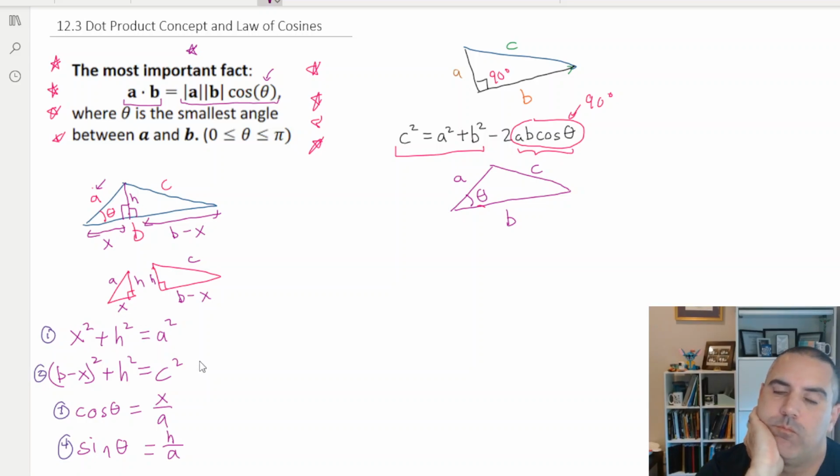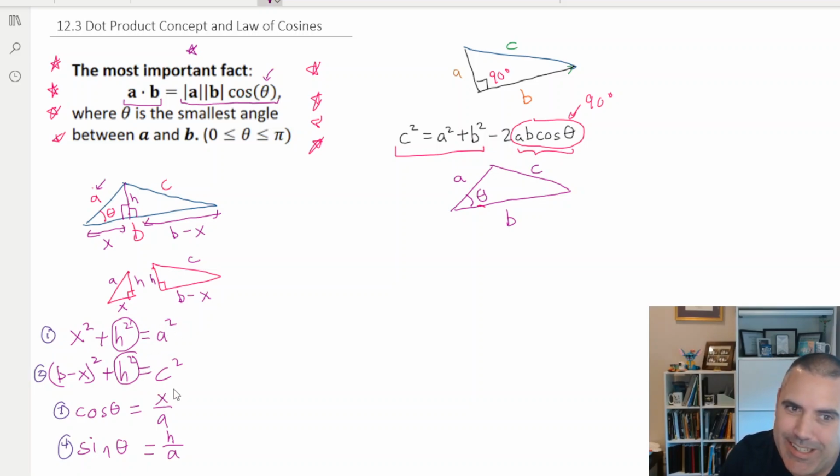What can I say? See if you can put them together. Play that game yourself. Anyways, what I see is I have an h squared here, and I have an h squared here. So you can substitute. You could solve for h squared and substitute. Or if you want to be clever, you can subtract things side by side.